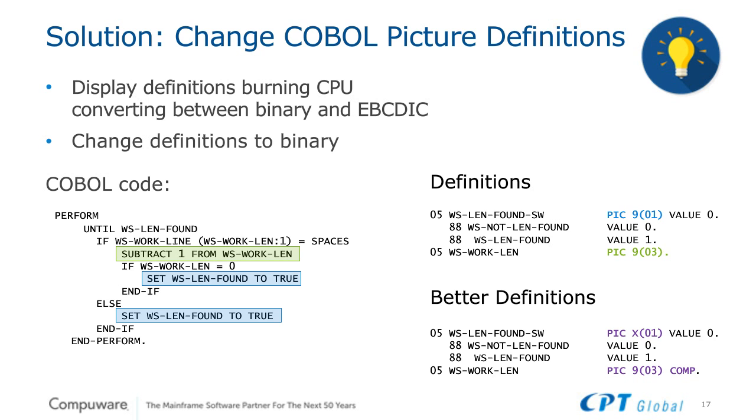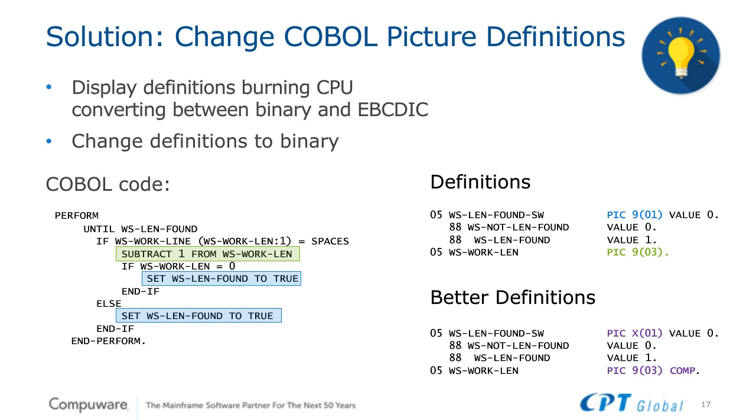And certainly that WS-WORKLEN is a classic. It's just a length value, but they've defined it as a display, and it's just subtracting one, and it's doing all sorts of work. That WS-LEN-FOUND, it's a binary, but again, we're doing comparisons, and so again, it's having to do all those conversions between EBCDIC and binary, and that's just killing us. So the better definitions are, for that worklen, make it a binary, and for that len found guy, we just made it a character, because it's just doing a comparison, and that takes it out.